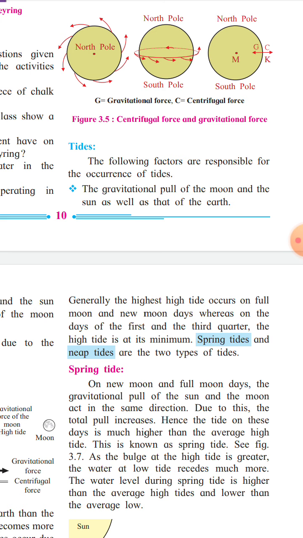Okay, the following factors are responsible for the occurrence of tides. We see which factors are responsible. First one, the gravitational pull of the moon and the sun, as well as that of the earth. This is the most important factor which is responsible for the occurrence of tides.